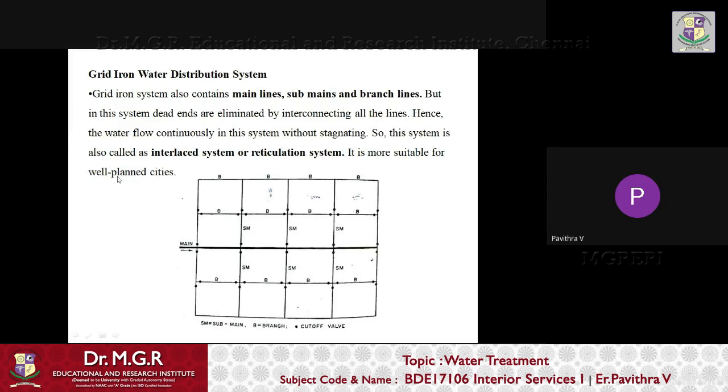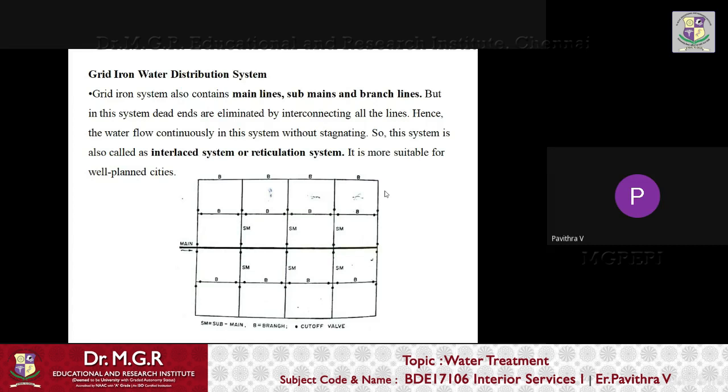It is more suitable for well-planned cities. So planning of the city is going to be done in a very good manner, and water distribution will be in a grid iron pattern. So in that there is a main and a sub-main, after that branch. That's all. And the cut-off valves will be provided at the starting of the submains. So this is the pattern I follow if I make the planning in a very good way, the grid iron water distribution system.